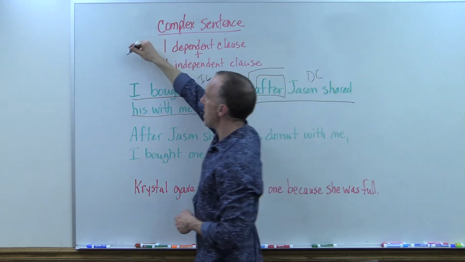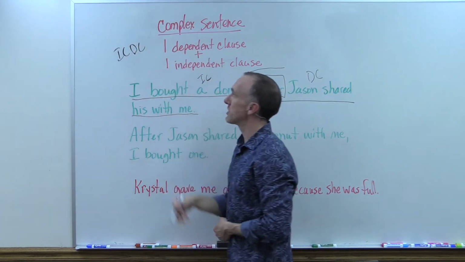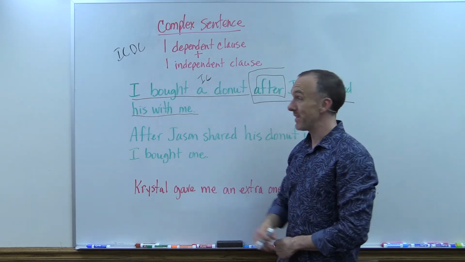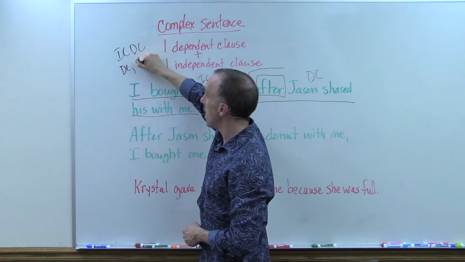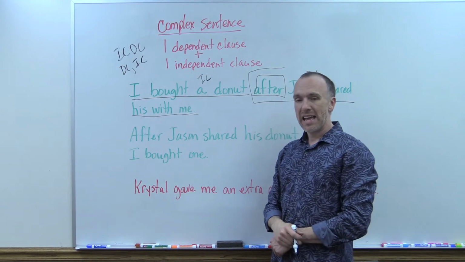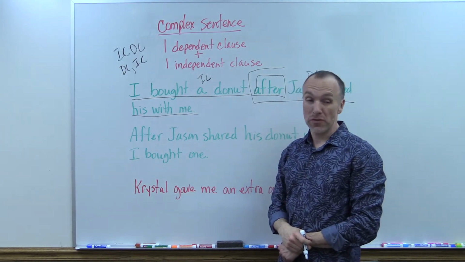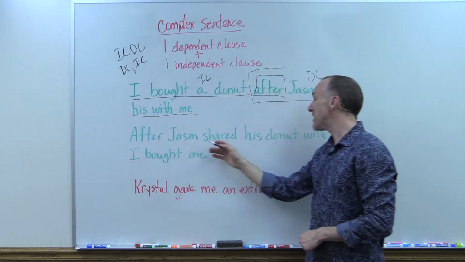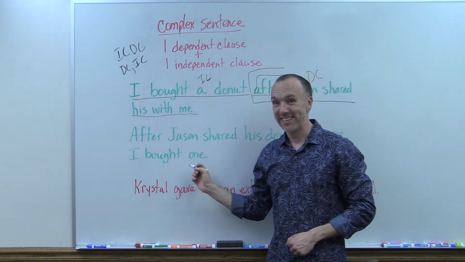So the format ICDC looks just like that. Independent clause followed by a dependent clause. But if the dependent clause comes first, we put a comma between the two. And the comma really works well there because when you read it, you feel like you need to pause. Let me show you what I mean. After Jason shared his donut with me, I bought one.